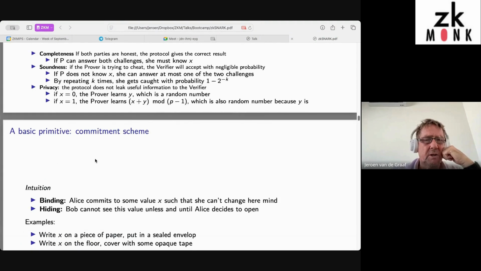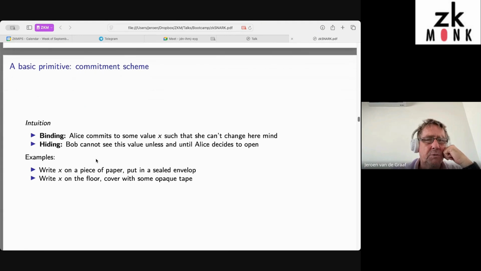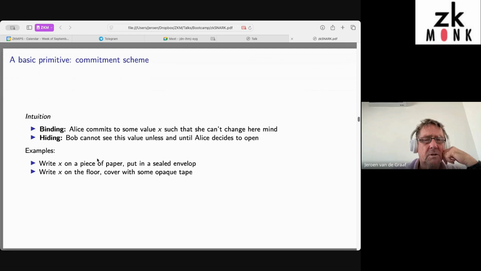I'm going to the next point. I'm going to explain to you now what a commitment scheme is. Maybe you've heard of it. What's the intuition? The intuition is that you have two parties, the sender and the receiver, or Alice and Bob. Alice commits to some value X such that she can't change her mind. So she commits, but the protocol doesn't allow her to change her mind any longer. And Bob cannot see the value unless and until Alice decides to open.